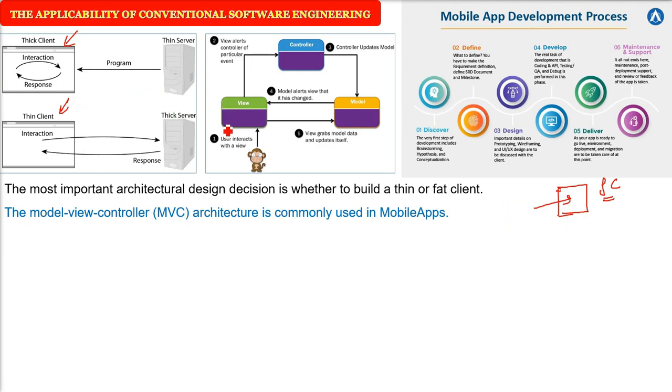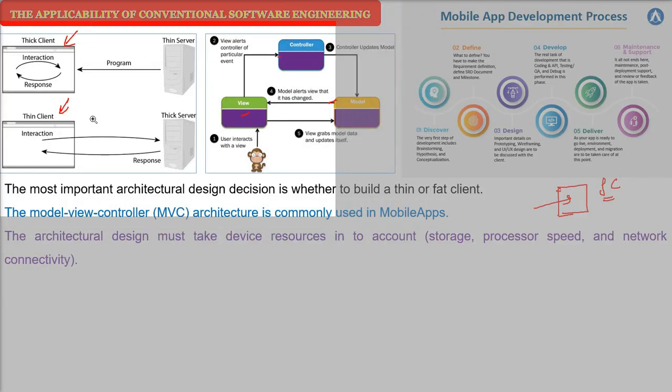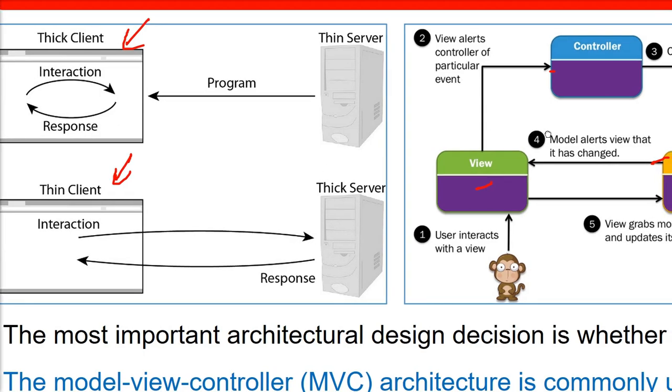The model view controller, MVC architecture. This is also commonly used in mobile apps. So I'll just tell you about the thick and thin client. In a thick client, all the work is done mostly in the software or app itself. There is no or little interaction with the back end or the server. Server is thin. In the thin client, everything is done on the server. The client is only for interaction purposes. Database will be in the thick server and everything will be in the thick server.